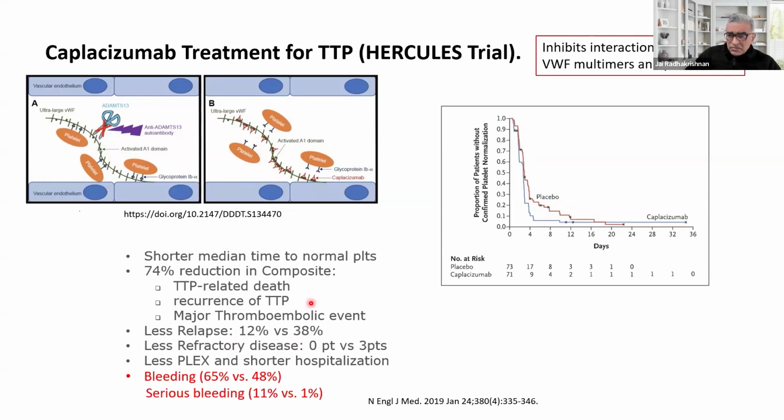The only thing one must remember is that since you're inhibiting platelet VWF interaction, there is a bleeding risk, and this drug should be used carefully or not at all in people in whom you have deemed to be a bleeding risk. For example, people in whom you cannot stop anticoagulants, say for a prosthetic valve.